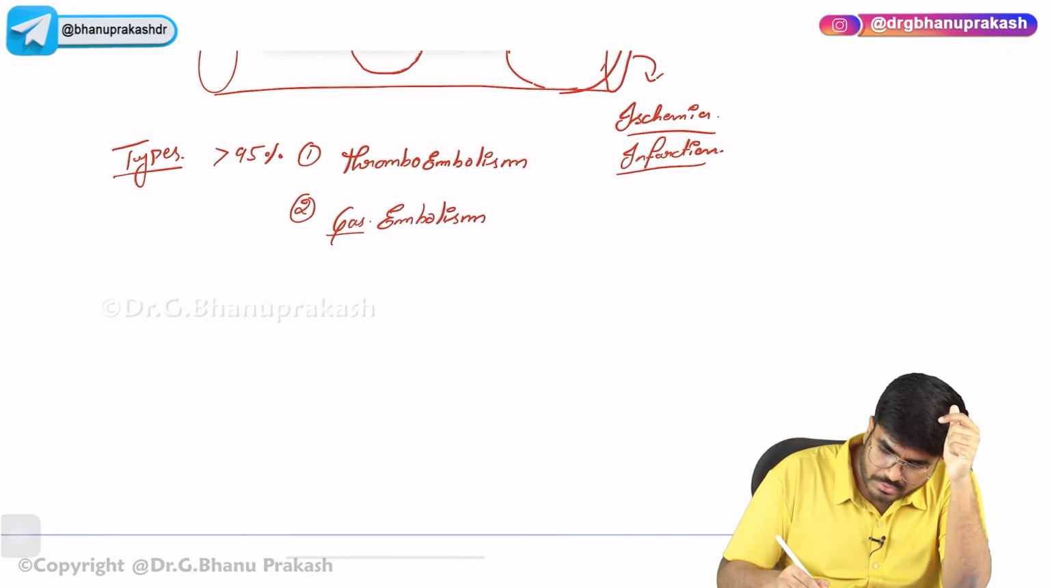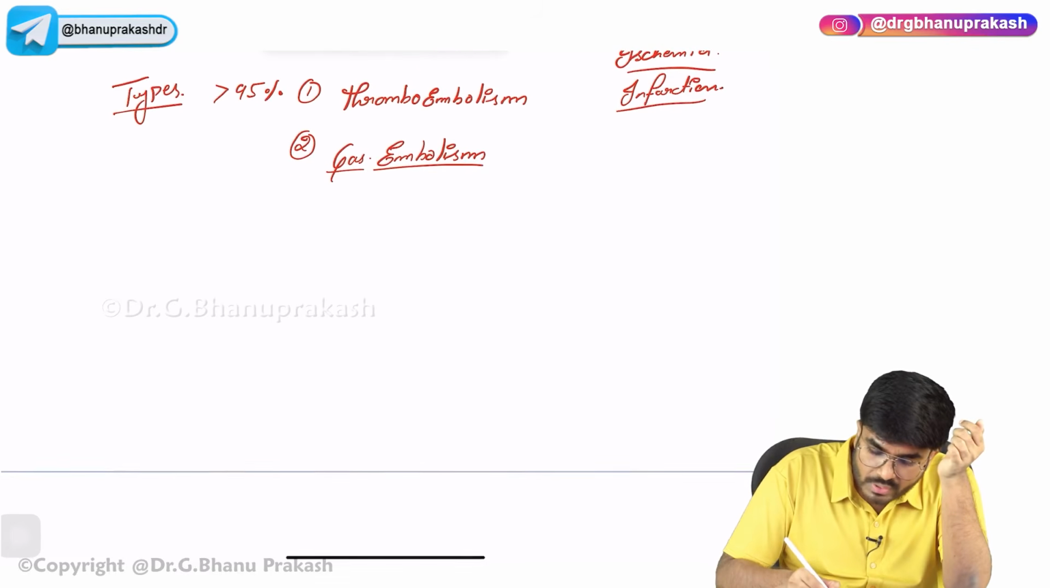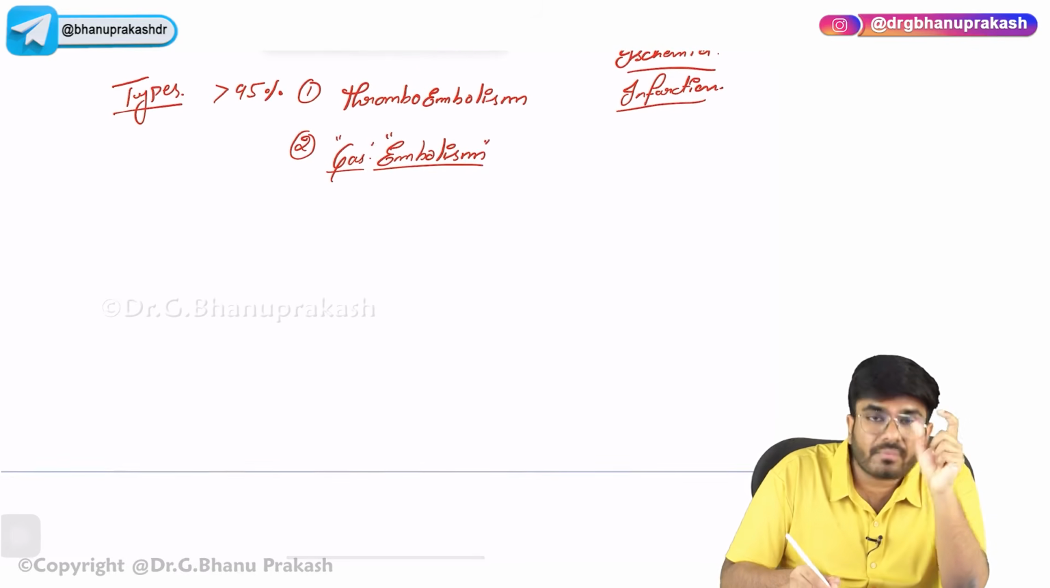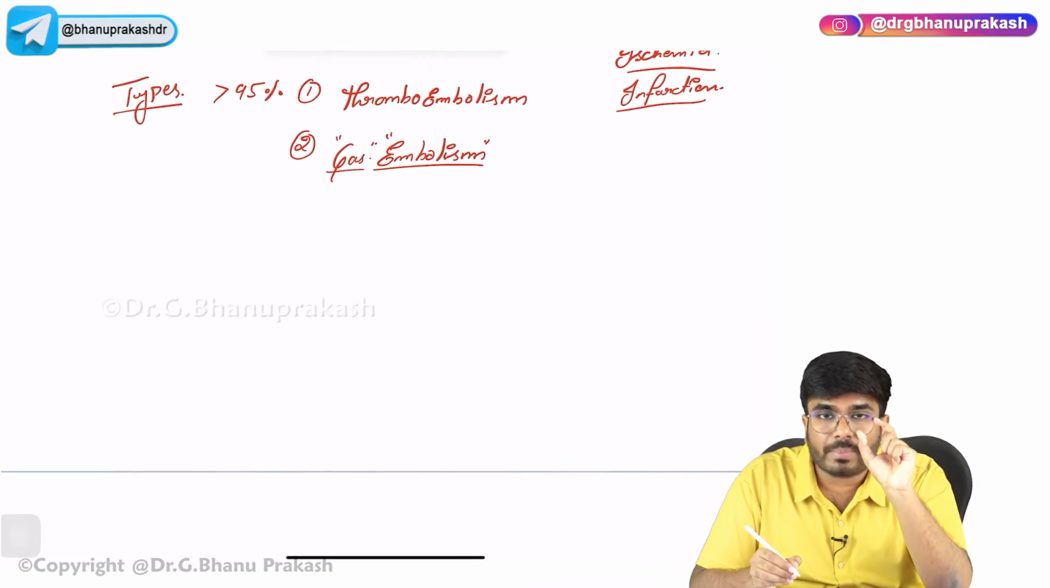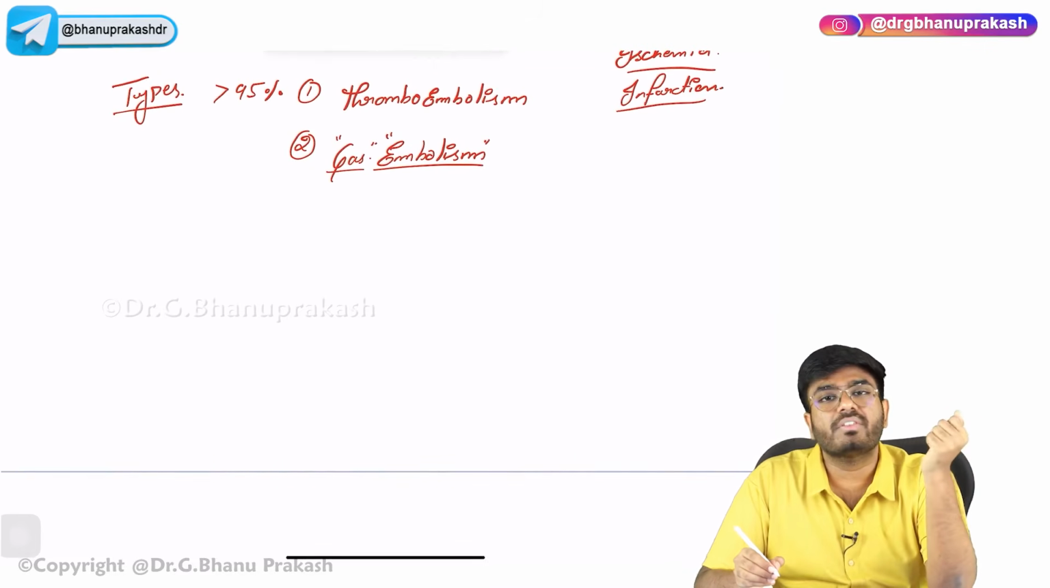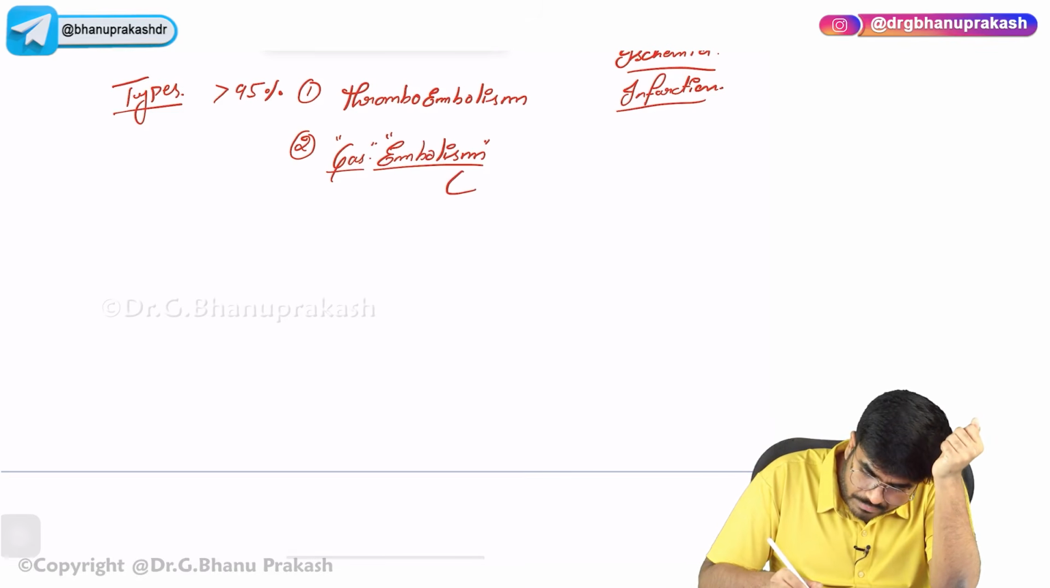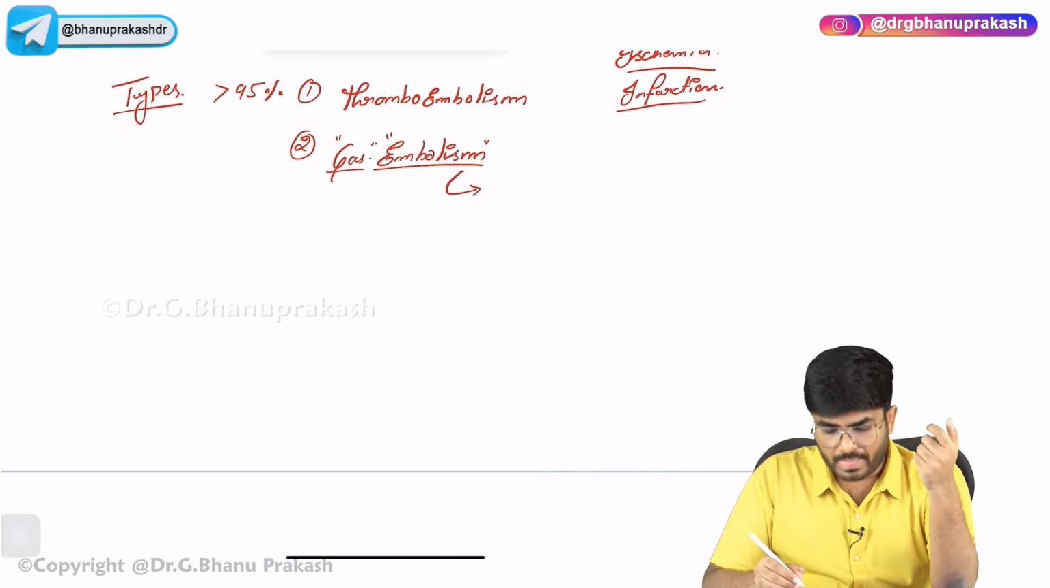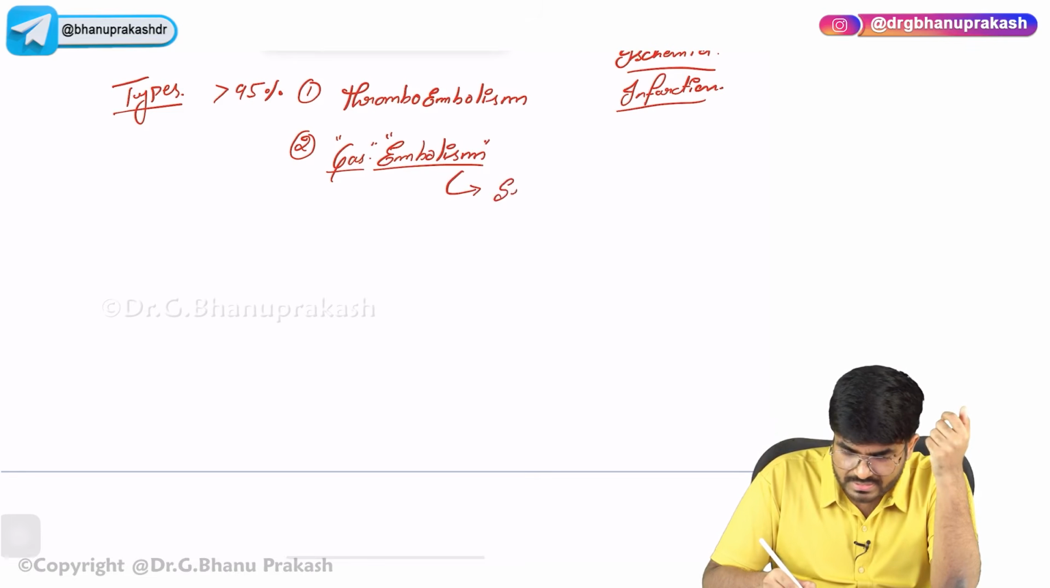In which conditions can you have gas embolism? Here, who is the embolus? It's not a platelet clot, it's not a platelet microthrombi, it is gas. Now the gas is circulating within the blood vessel. So when can you have gas embolism? For example, especially in sea divers.